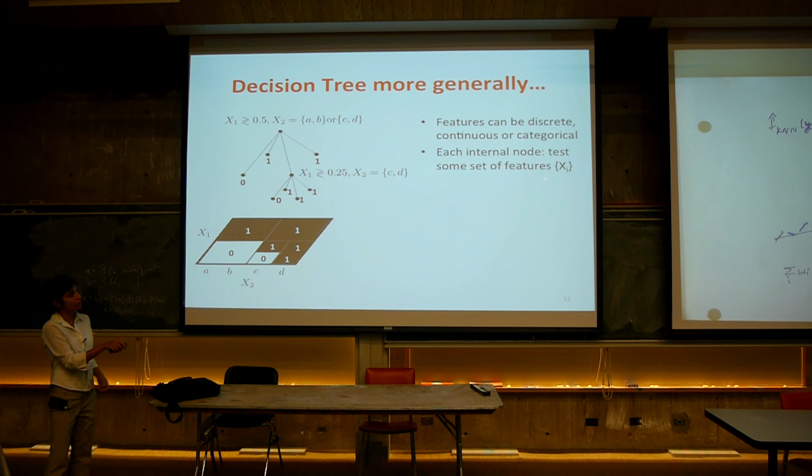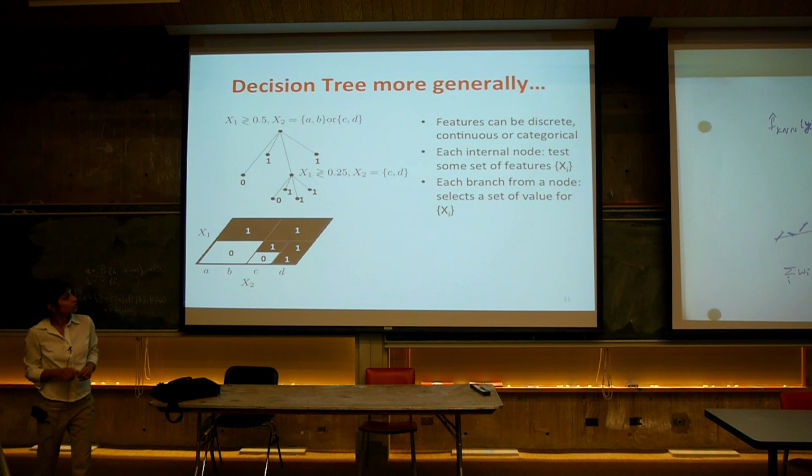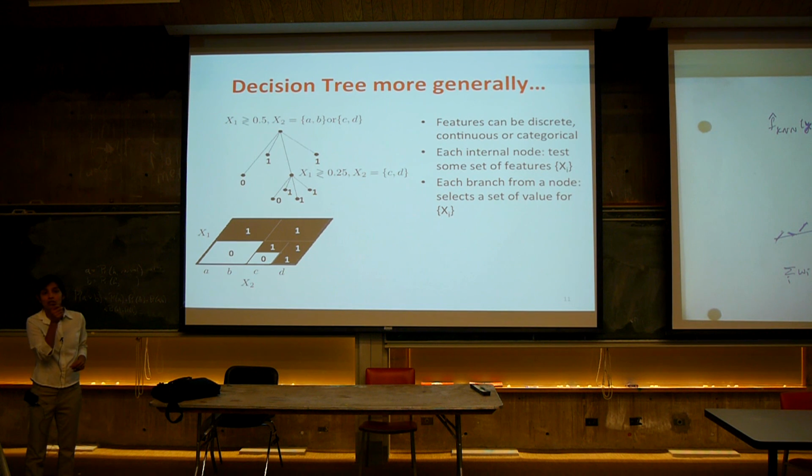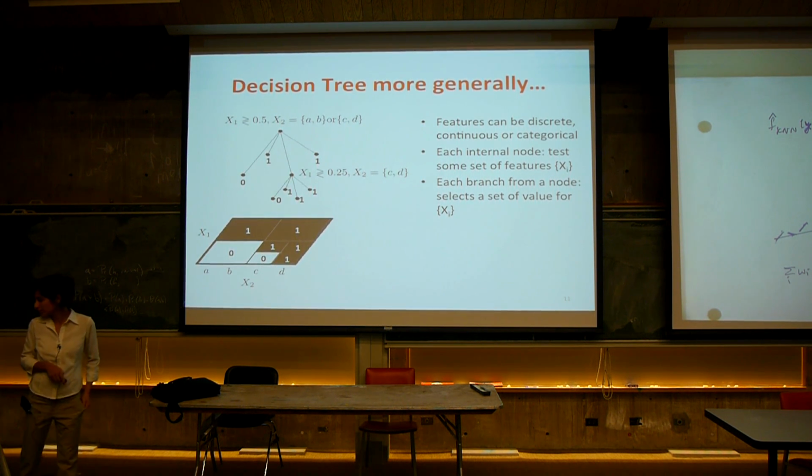Each internal node can represent one feature, or it could even represent a set of features. For example, here you could split on x1 being this value and x2 being this value. You're splitting on both simultaneously. It does not have to be a single feature at each node. And each branch from a node selects a set of values, right? So if it's a binary variable, you can just split on yes and no, or true and false. If it's a categorical variable, you can split on different categories, A, B versus C, D. If it's continuous, you split on is it bigger than 0.25 or less than 0.25, for example. So you can define them in very, very general ways.